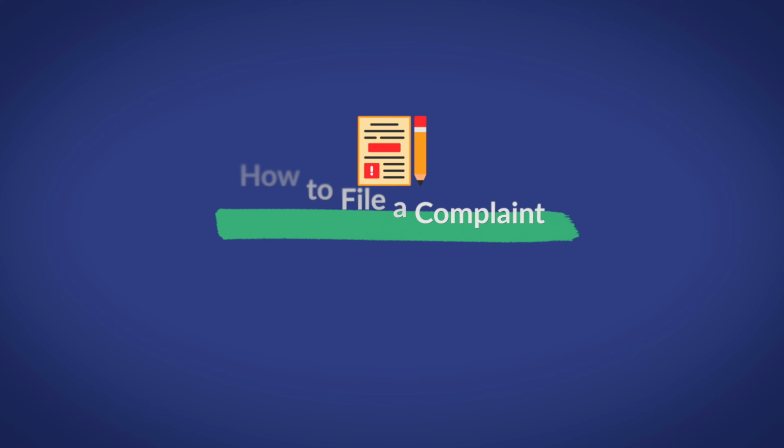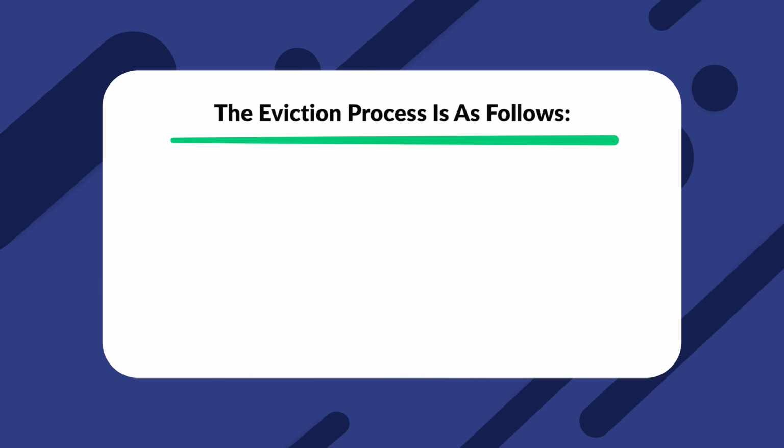Filing a complaint. How to file a complaint. The eviction process can only begin after the issuance of an appropriate written notice. Enough notice time must have been allowed before filing for eviction. The eviction process is as follows.